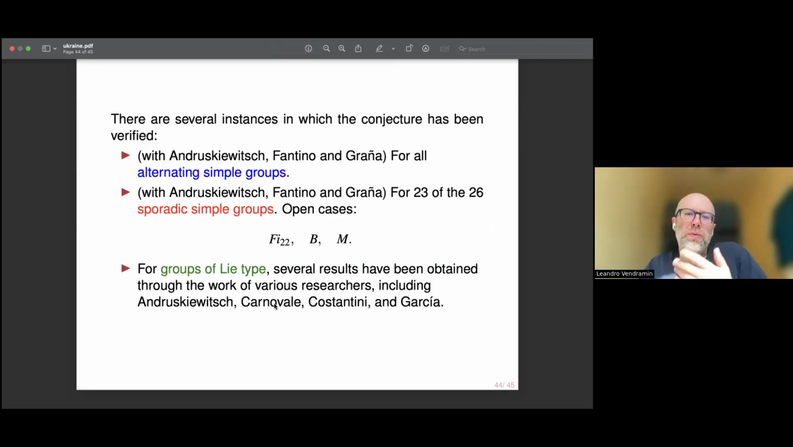This conjecture, well, there is some evidence supporting the conjecture, right? Like, for example, I don't know, maybe 20 years ago or even more. This is kind of sad to try to count how many years. But with Andruskiewicz, Fantino, and Graña, we proved that the conjecture is true for all alternating simple groups, and also for 23 of the 26 sporadic simple groups. There are 3 open cases there, which are the Fischer 22, the Baby Monster, and the Monster. I think that with the tools that we have now, that we used for this solvable case, one can get rid of these 3 cases.